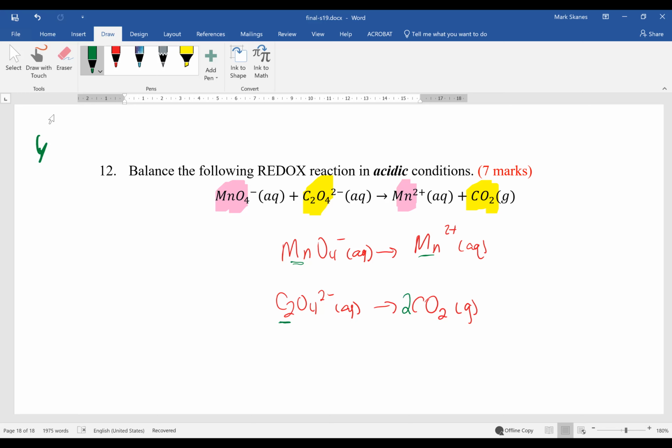Okay. You just got a couple of marks, by the way. This isn't worth 7 anymore. We've knocked it down to 4, but you just got a mark or so for just doing this.